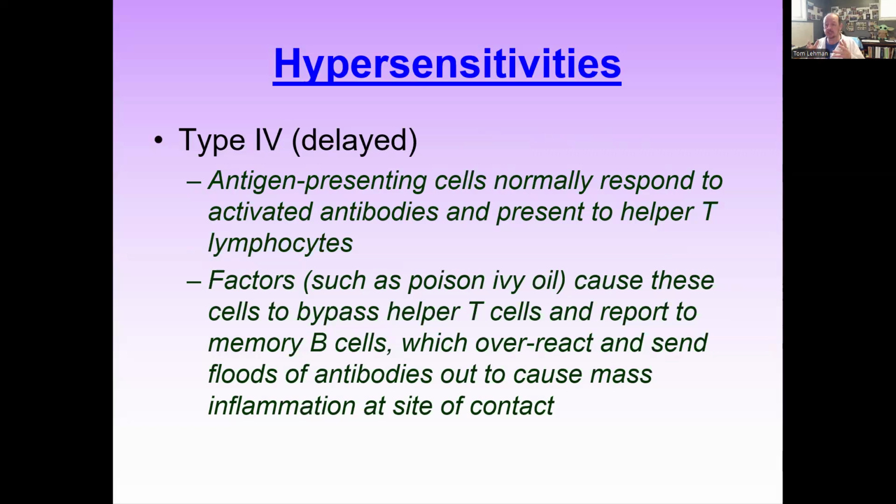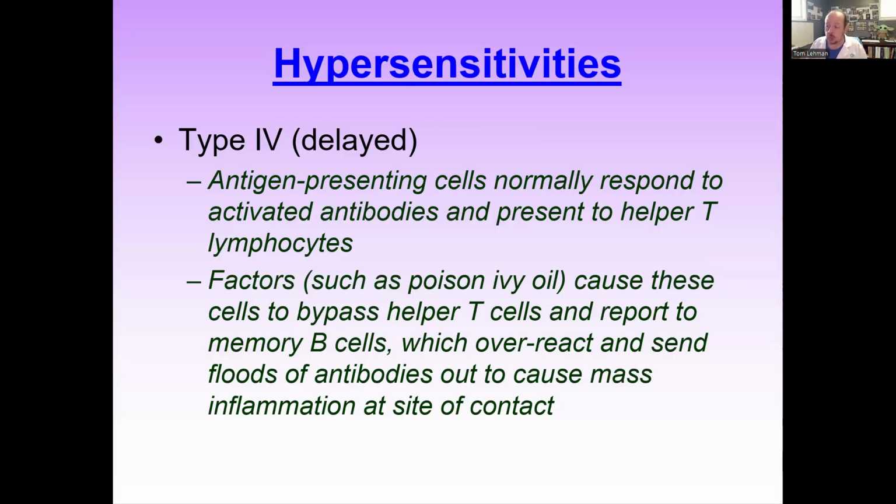You'll know immediately if you eat a peanut and you're allergic to it, you'll start swelling up very, very quickly. With type 4 reaction, the antigen presenting cell, now remember, those are the phagocytes that find an activated antibody, present it to a T lymphocyte, which goes back to the thymus or to the spleen, saying send reinforcements. And that takes time, which is fine.